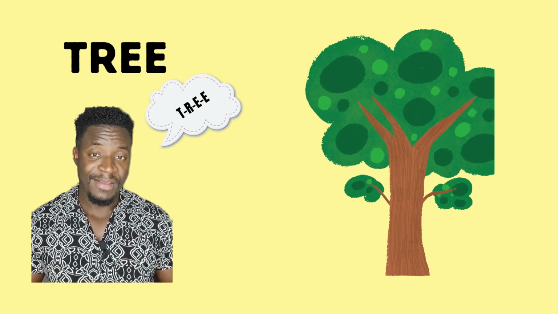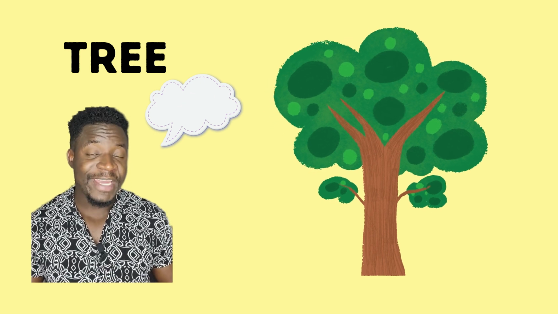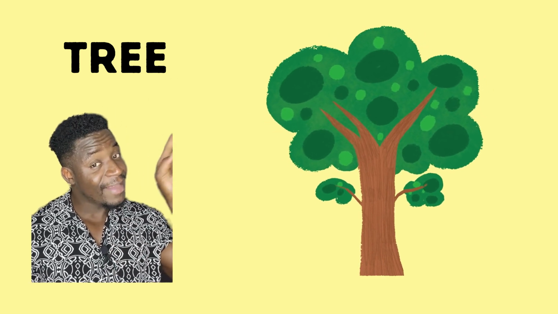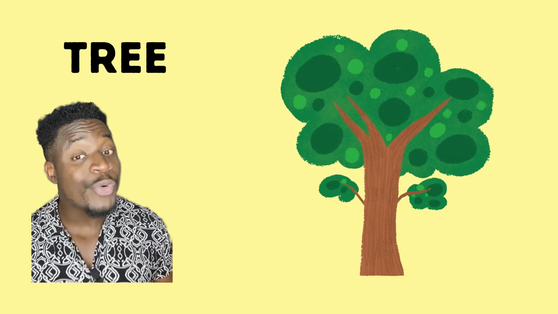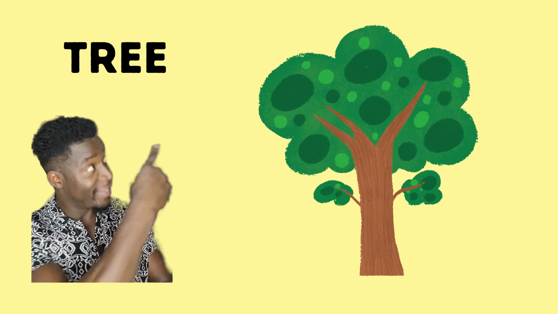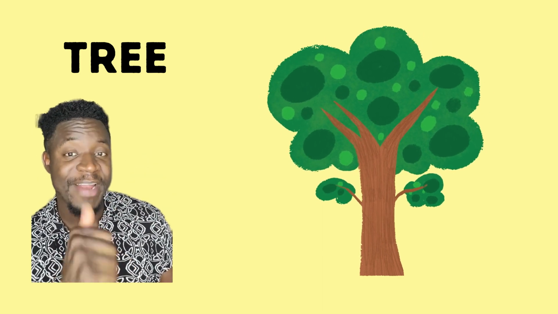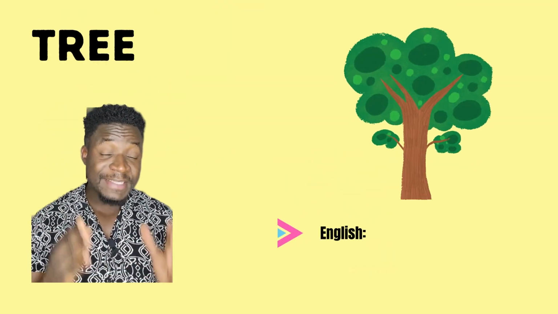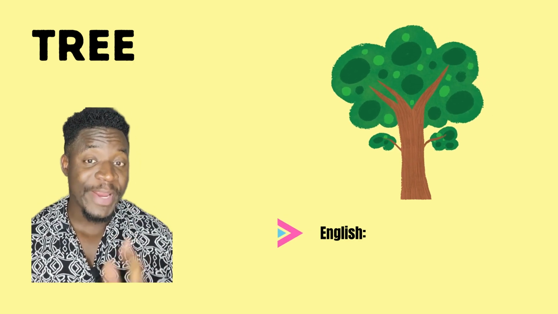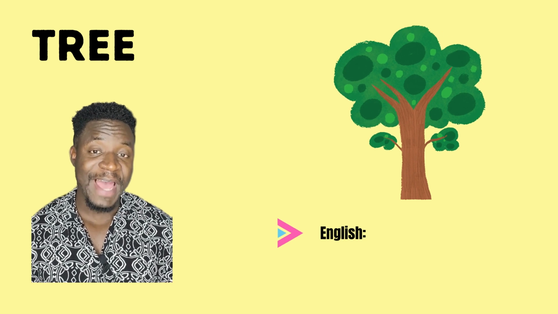An example of that word is tree. Tree. It is tree. This here is a tree. Tree. Right here. Yes. Great. This one here. Yes. Great. So let's make example sentences using the word tree. Are you ready for that?